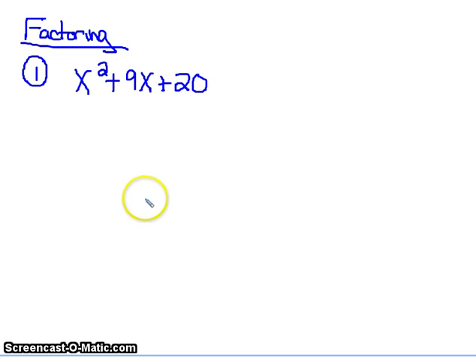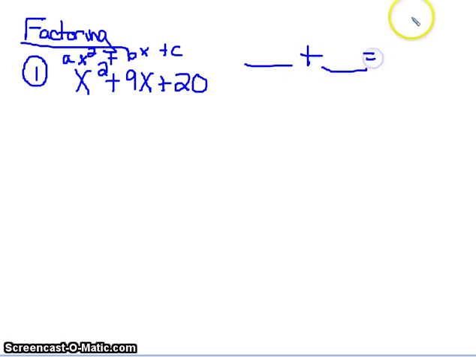There are many, many ways to factor a trinomial into two binomials, but I'm a puzzle girl. So we have ax squared plus bx plus c, and I'm going to say that my puzzle, something plus something, is always going to equal my b, and something times something is always going to equal my a times c. So they multiply to give you a times c, and they add to give you b.